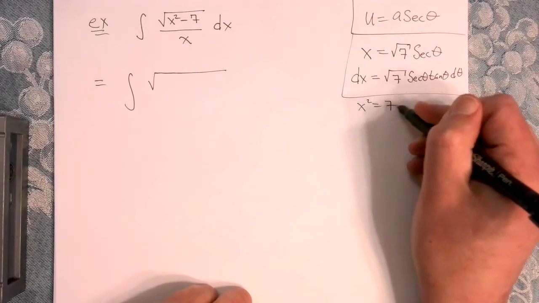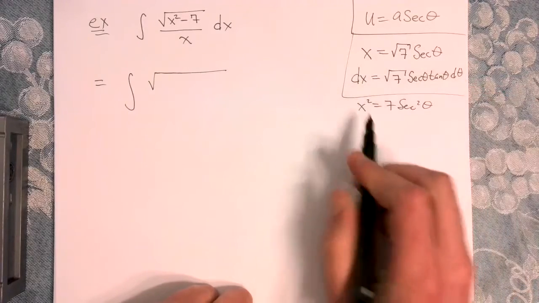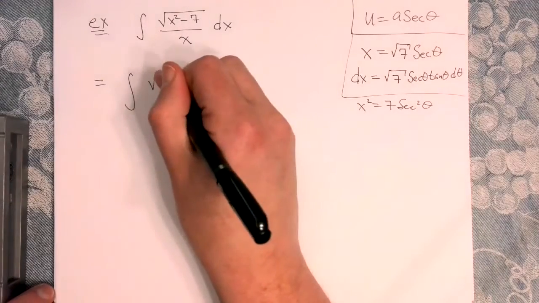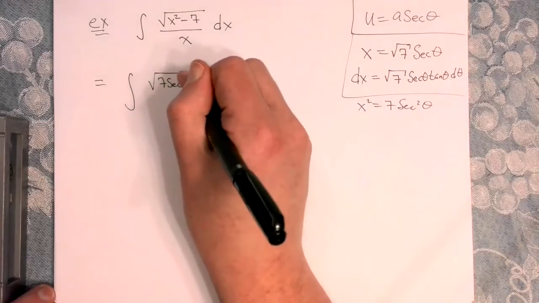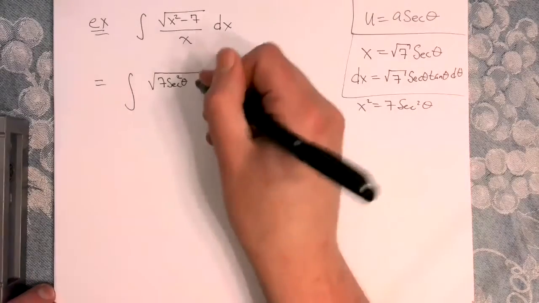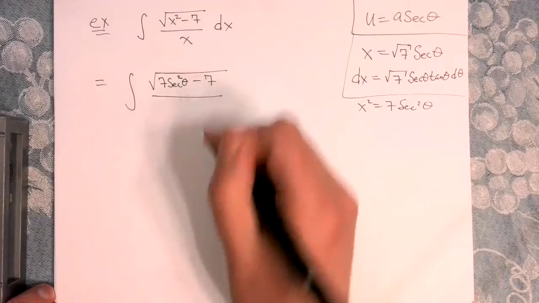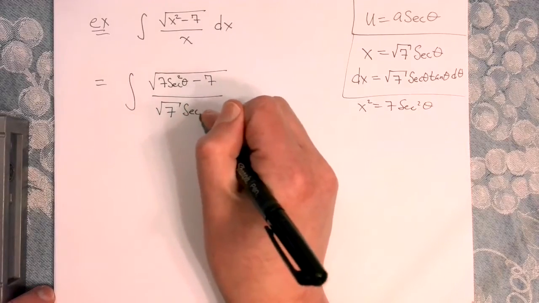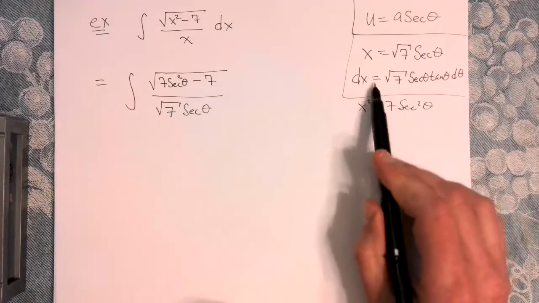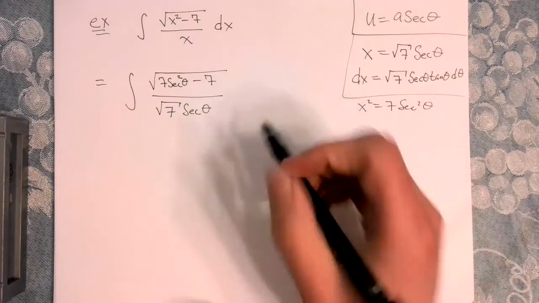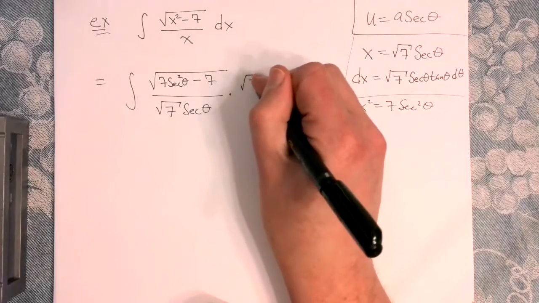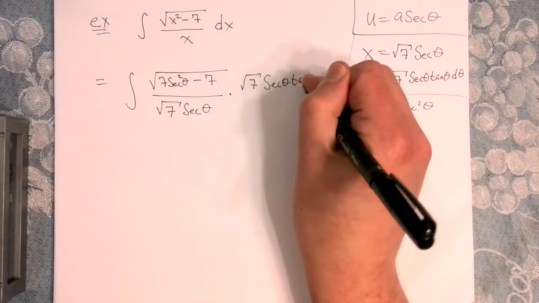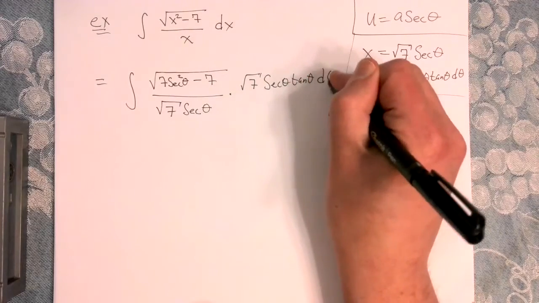x squared is exactly 7 secant squared of theta. So that's what I'm going to plug in for x squared here. I got that just by squaring this. So that gives me 7 secant of theta, that should be squared, of course, right? So minus 7. That's over x, but think about what x is. That's the square root of 7 times the secant of theta. And then dx is this quantity right here. So that is the square root of 7 times secant of theta times tangent of theta d theta.